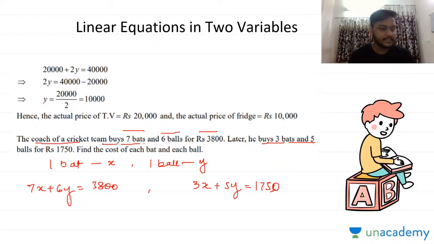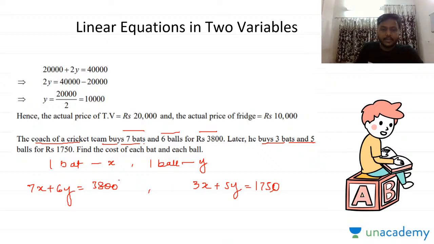Okay, guys, are we clear with this till here? Everyone, come on, tell me. You got the point? 7x plus 6y, 7 bats and 6 balls, is equal to 3800, and 3 bats and 5 balls is equal to 1750. Now, again, the same story. We need to find the value of x and y, that is the cost of one bat and one ball. Let's do it, guys.